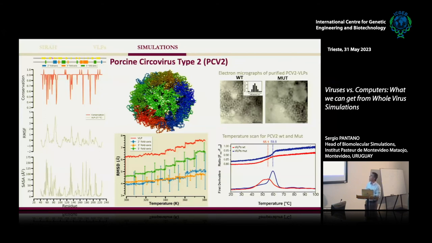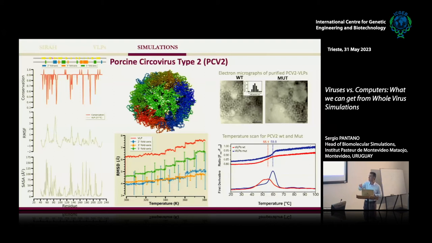So the wild type, the red one, melts at 55 degrees, but with the introduction of only one single mutation that we derived from the information that we obtained from the simulations, we were able to move the melting curve about 5 degrees towards higher temperatures, so more stable conformations.